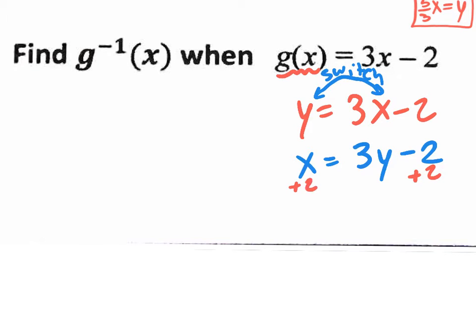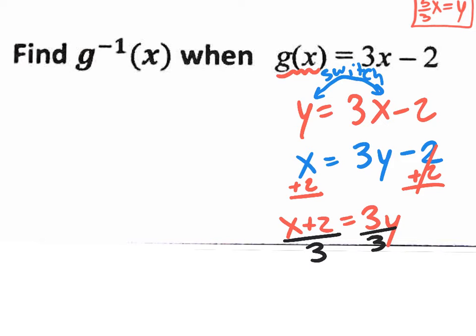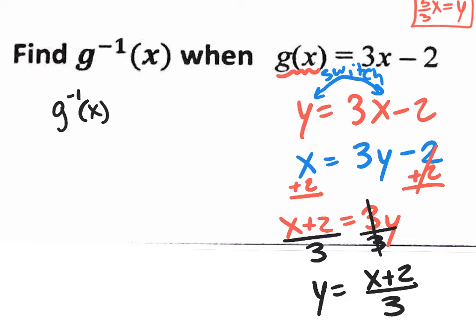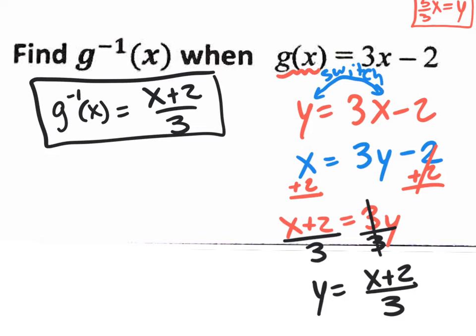Add 2, add 2. Can't really add x plus 2, so let's just rewrite it. X plus 2 equals 3y. What's my final step going to be to get y by itself? Divide by 3. Divide the whole thing by 3. So there's your answer. Y equals x plus 2 divided by 3. And let's write it with the appropriate inverse notation. G with the -1 of x, that really means the inverse of g of x equals x plus 2 over 3. This is the correct answer with the correct notation.